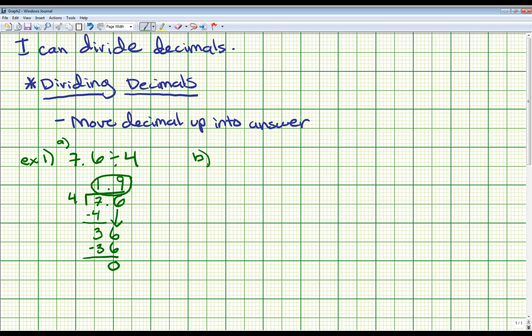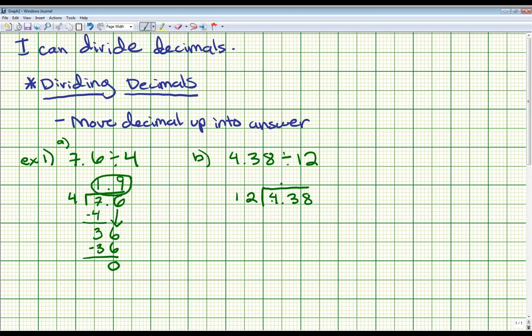Now let's go to question B. Question B says find 4.38 divided by 12. Once again, the number that comes first goes underneath the division bar. So we'll go ahead and make our bar, 4.38, and the 12 goes on the outside. Here's our decimal, so we'll go ahead and put it right up into our answer right away.